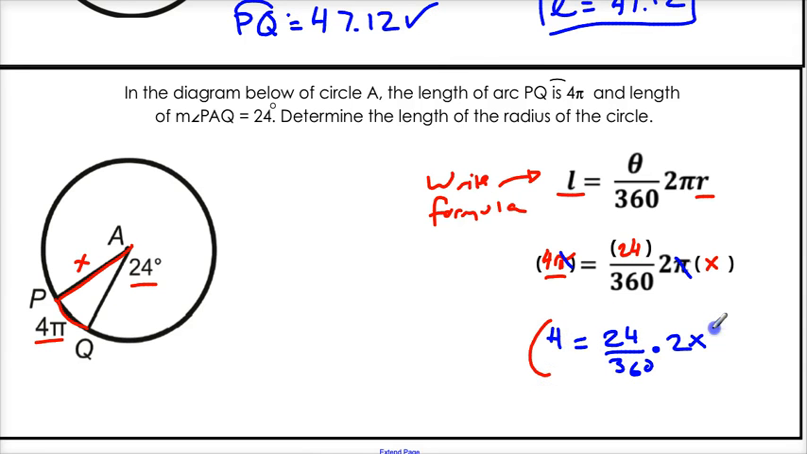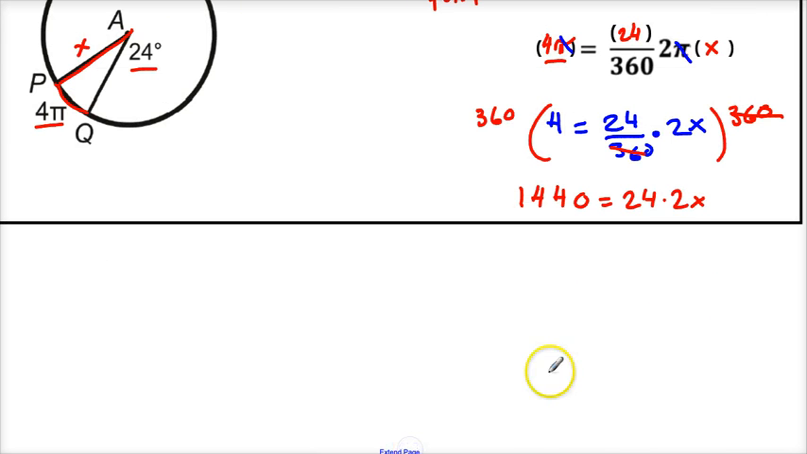So let's get it out by multiplying by 360. I don't like denominators. When we multiply both sides by 360, it cancels out on both sides. And what we should get is 1440 is equal to 24 times 2x. Those two cancel, then we get that. So let's keep solving this. What we should do now is simplify this by doing 24 times 2, which is 48x.